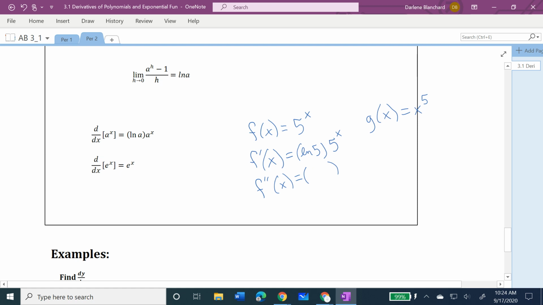When you have a constant multiple, like natural log 5, you keep it. And then you multiply that by the derivative of 5 to the x, which is another natural log of 5 times 5 to the x. So with that said, do you think we can make a quick shortcut to the third derivative? And the fourth derivative. And how about just, let's go to the nth derivative.